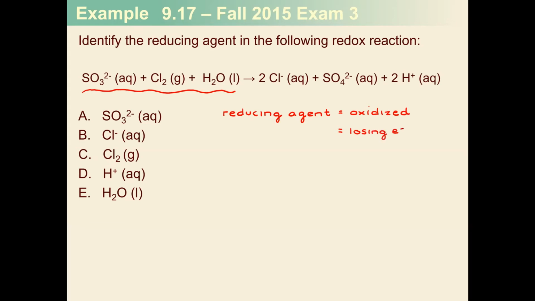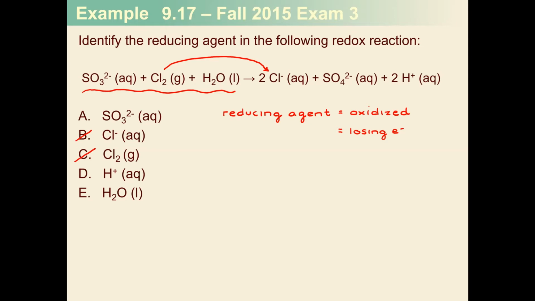So now we need to take a very quick look at our balanced chemical equation to see which species is losing electrons. So what can it be? Well, if I look at my Cl2, you will notice that it is gaining electrons in order to form our Cl-. Gaining electrons means that it is doing the reduction. That would be the oxidizing agent. So our chlorine and chloride are going to go off the table.